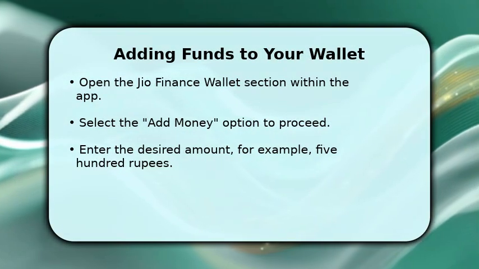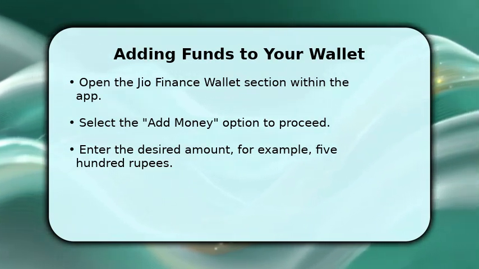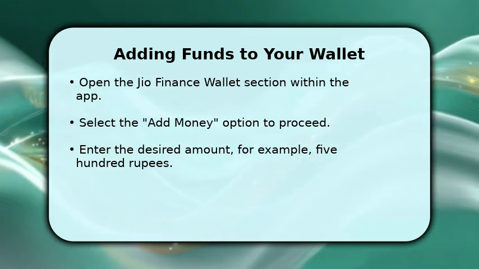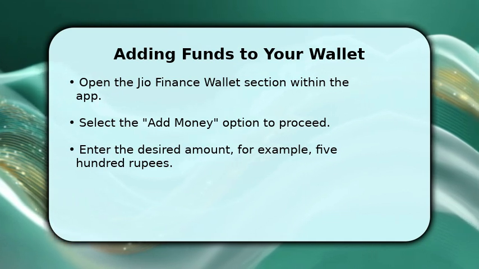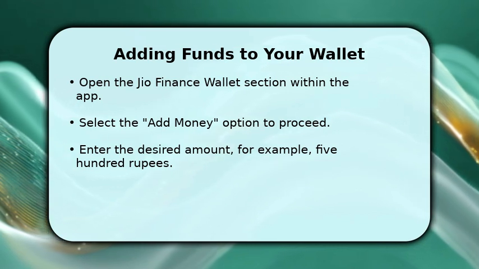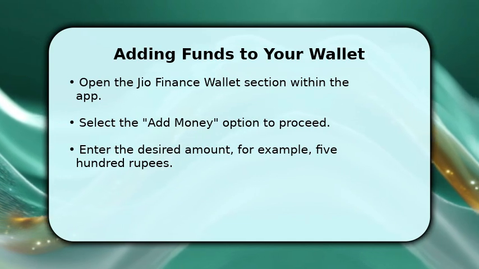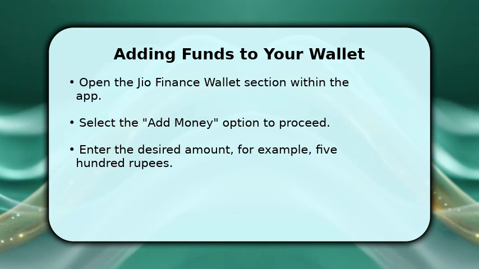Now that your wallet is set up, let's add some funds. Open the Jio Finance Wallet section within the My Jio application. Look for and select the Add Money option to begin the process. You can then enter the desired amount you wish to add, perhaps 500 rupees or even 1,000 rupees. Finally, choose your previously linked bank account or debit card to complete this secure transaction.